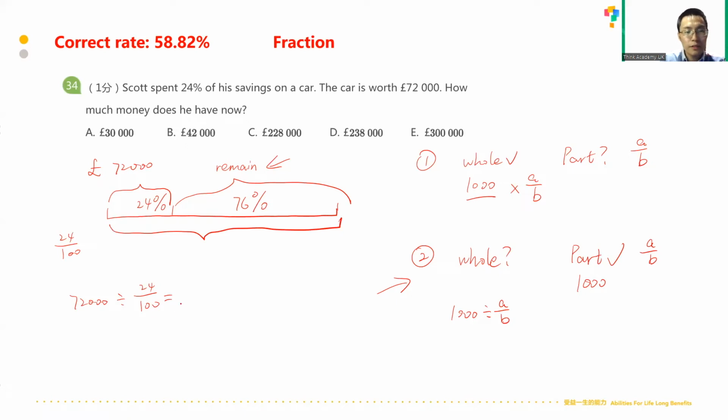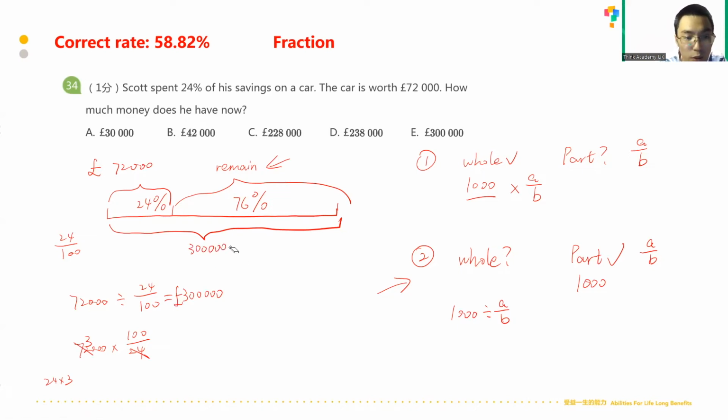And the answer should be, so it's 72,000 times 24. Remember, dividing a fraction is turn the fraction on its head and multiply instead. So times 100 over 24. 24 is a factor of 72 because 72 is 24 times 3. So it cancels out, leaving a 3,000 times 100. So it's 300,000 pounds. The total is 300,000 pounds.